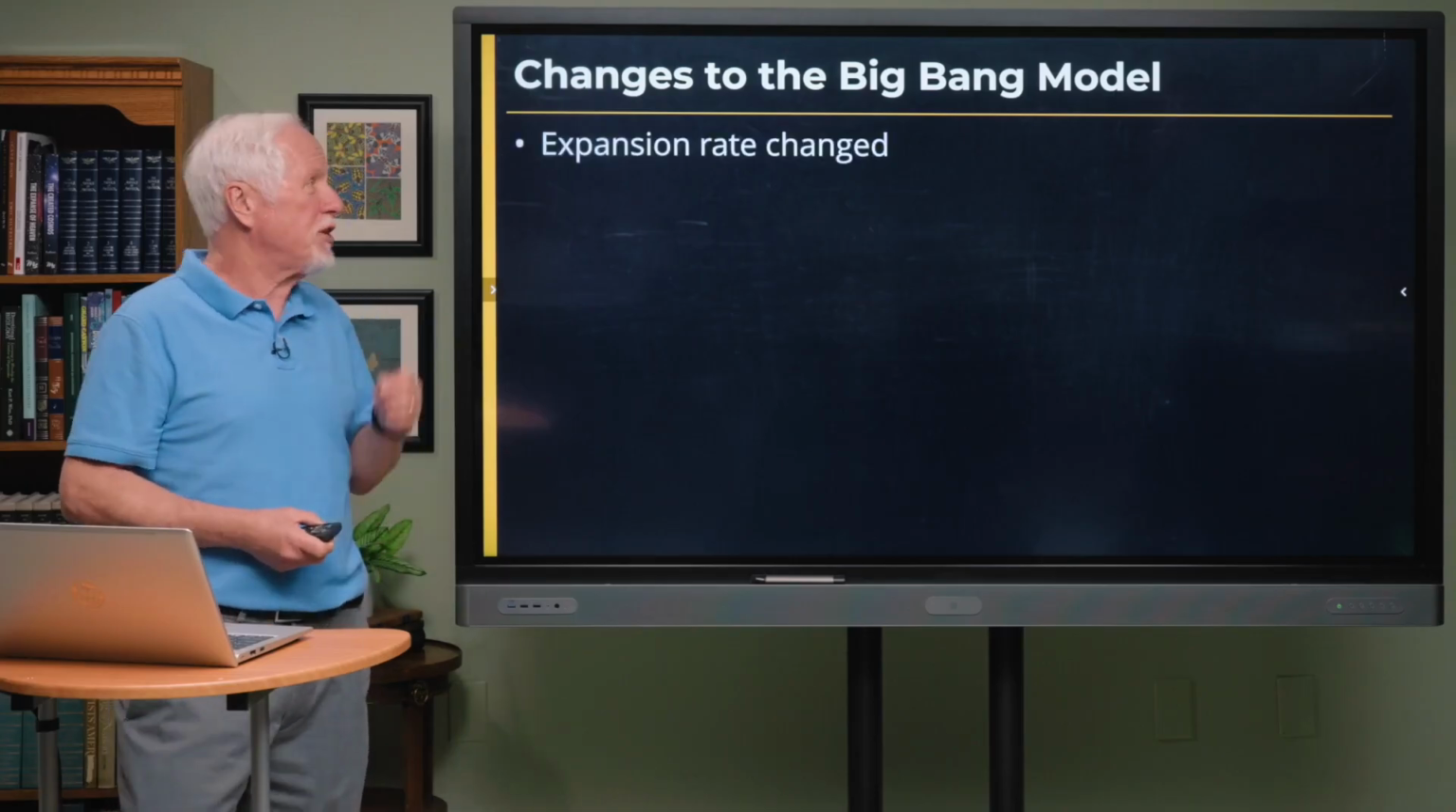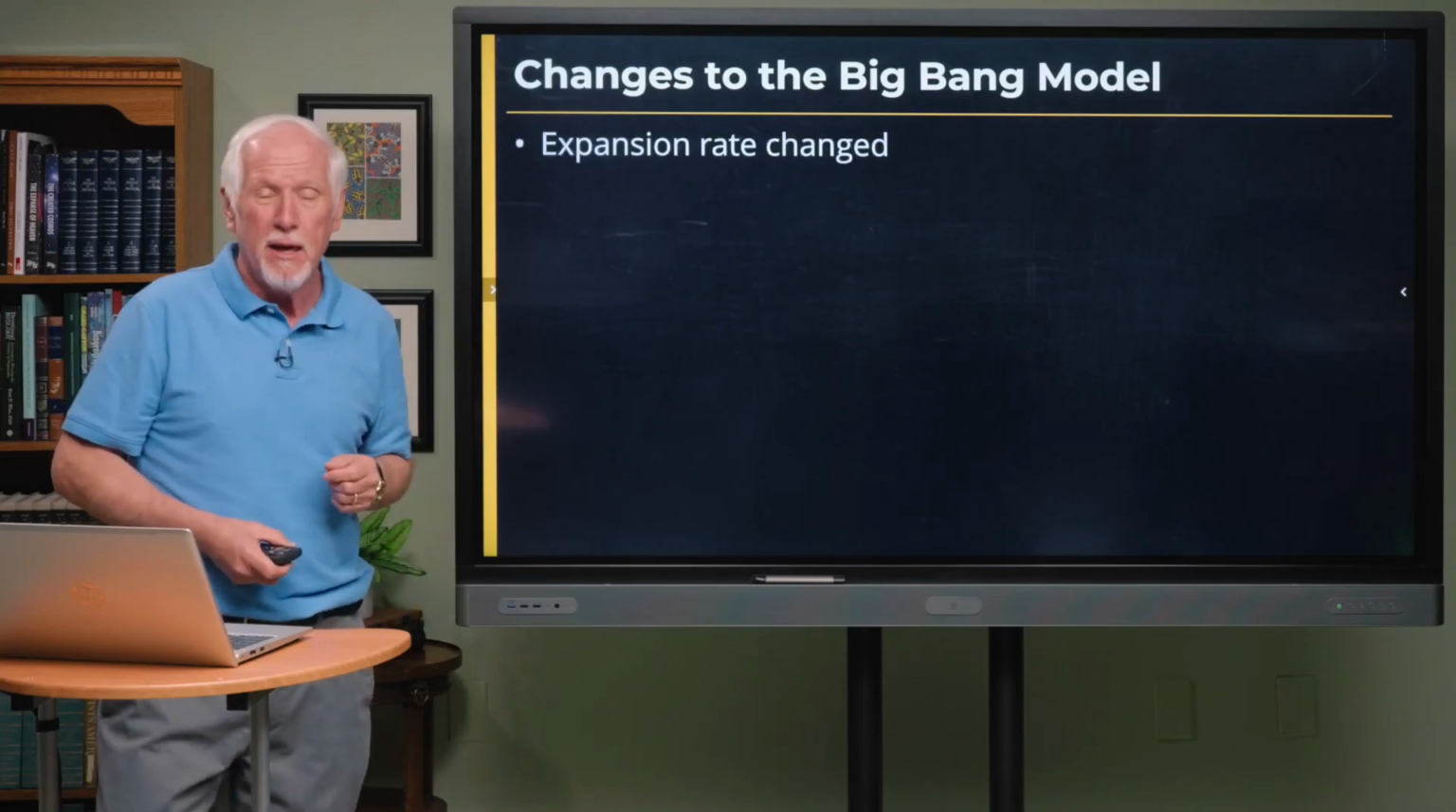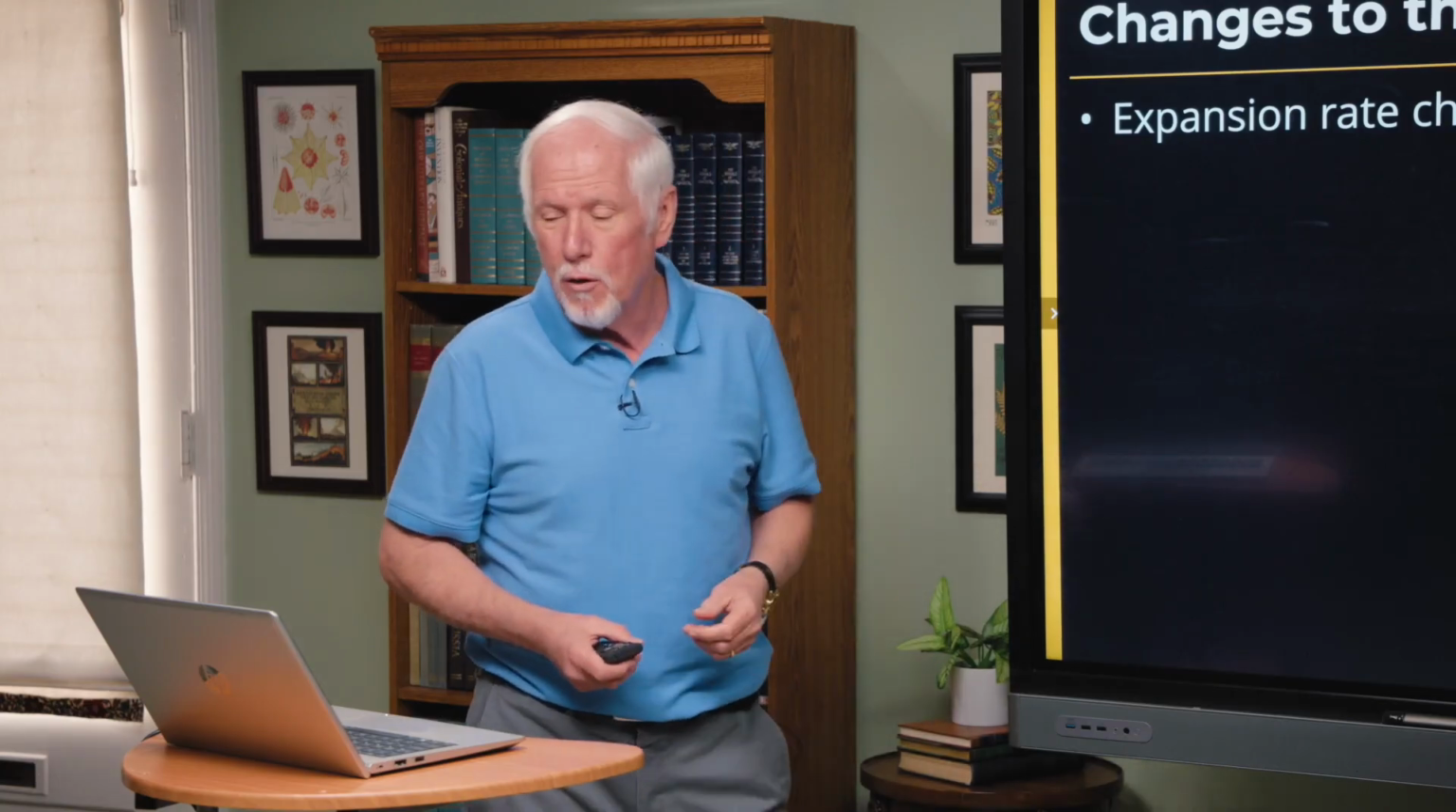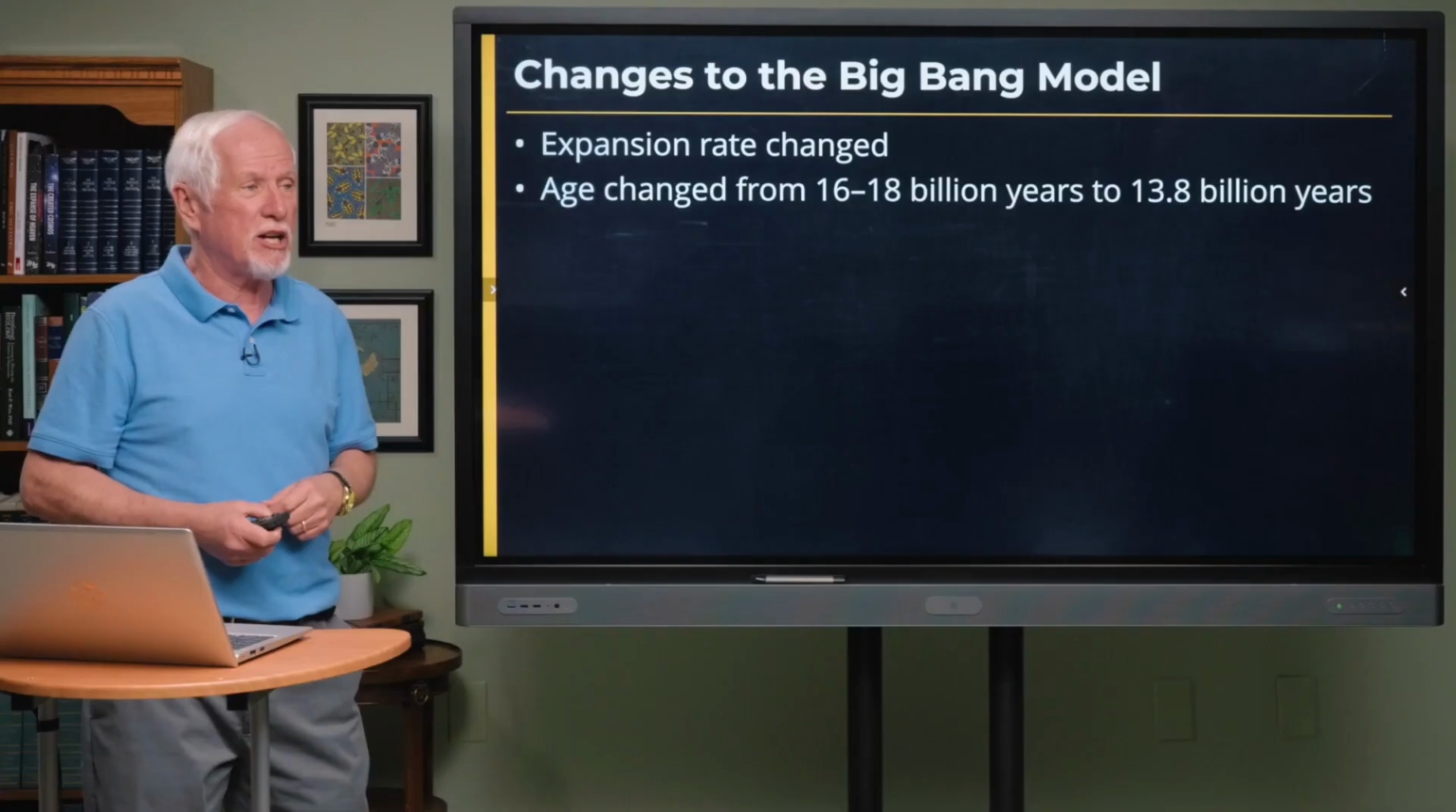For instance, the expansion rate has changed. For much of my life, the expansion rate was 50 kilometers per second per megaparsec. Now it's about 70 kilometers per second per megaparsec, and the error bars on those don't overlap. When they changed that back in the early 1990s, changed the value of the Hubble constant, the rate of expansion of the universe, it also changed the age.